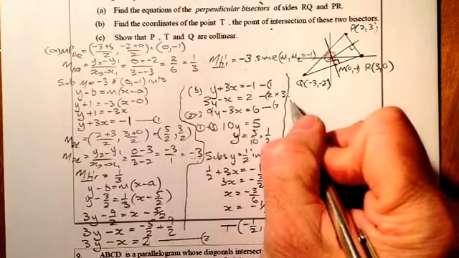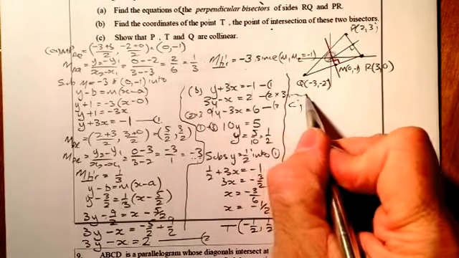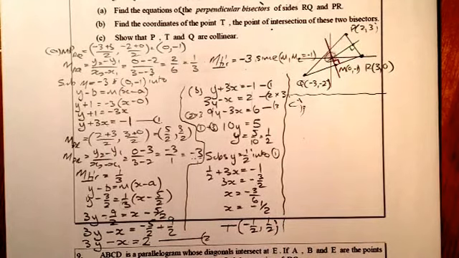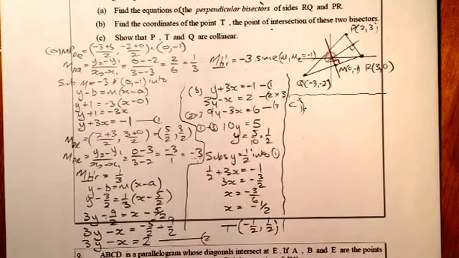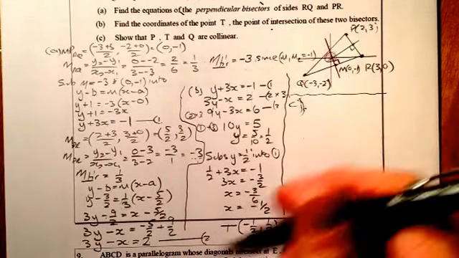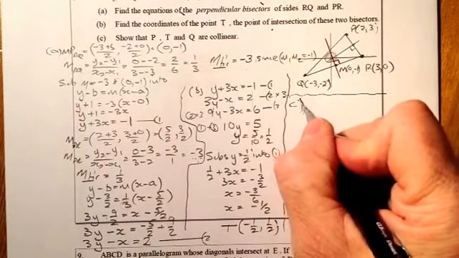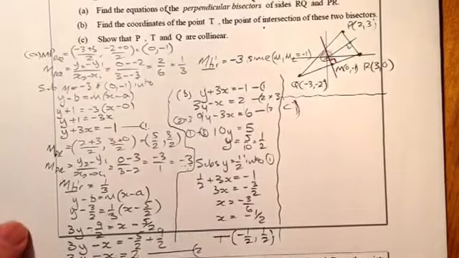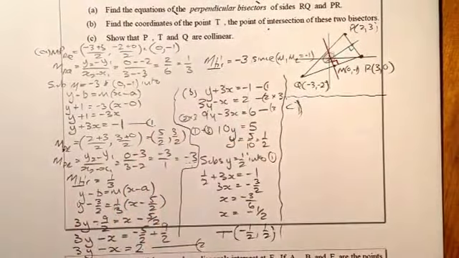Right, we'll now look at part C. Right then, let's go for part C. So show that P, T and Q are collinear.